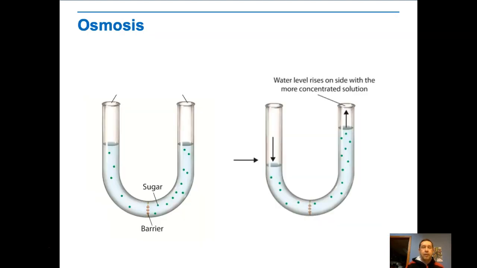In this example, you have a selectively permeable barrier that allows water to pass, but not sugar to pass. And you can see a higher concentration of solutes on the right, lower concentration on the left. So the net flow of water is from right to left, and the water rises more so on the right.